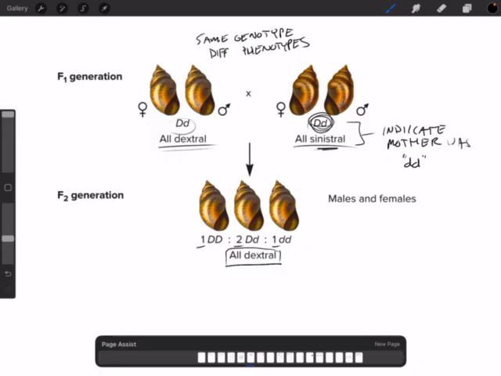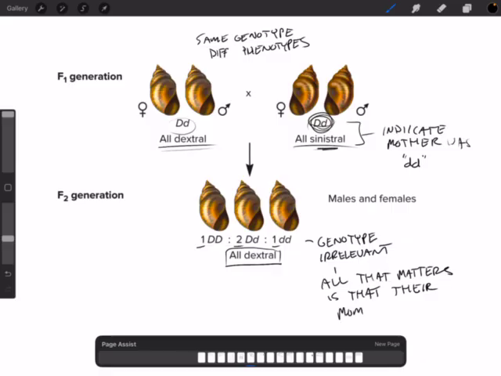Okay. The thing to keep in mind then, the genotype is irrelevant. All that matters is that their mother was heterozygous. You can think about it, their phenotype is going to be the genotype of their mother. That's another way to think about it.